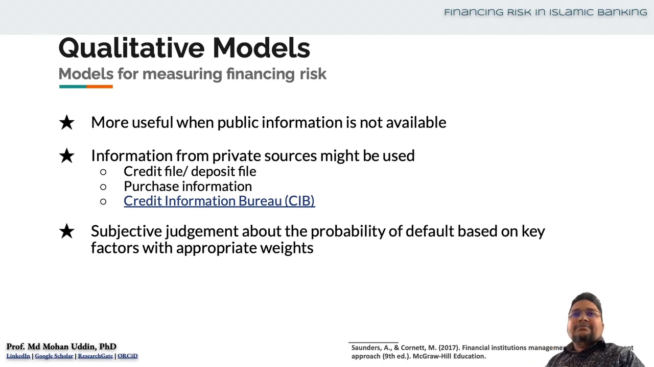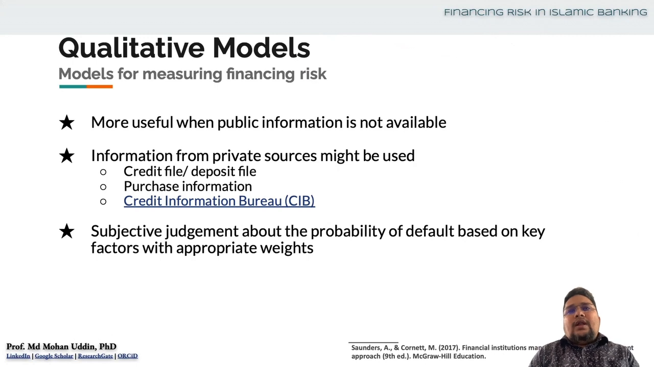Of course, subjective judgment is such that one manager might come up with a different probability of default from the other manager. So different decision makers might come up with different decisions. That is true, but that is the limitation. We cannot do anything about that. That is the limitation of the qualitative model. But still, because we cannot apply the quantitative, objective model, we have to depend on the qualitative model for many of the funding customers to measure the probability of default. That means the financing risk associated with the particular customer.